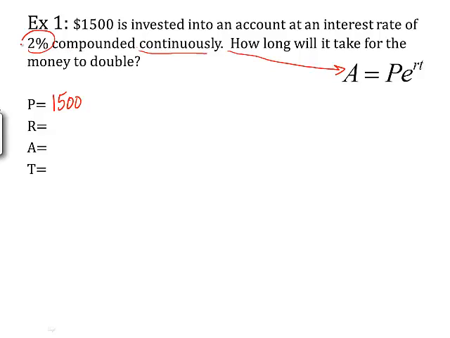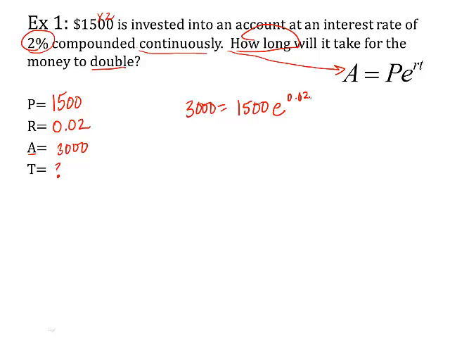The rate. The rate's given to you as a percent. I have to write it as a decimal, so 0.02. A is the balance in the account. Well, it's asking us how long will it take for the money to double. So what's double 1,500? Multiply it by 2 and you get $3,000. Time. That's the question. That's what I need to find. So I'm going to put all these values in my equation: 3,000 equals 1,500 times e to the 0.02 times t, which is what I don't know.